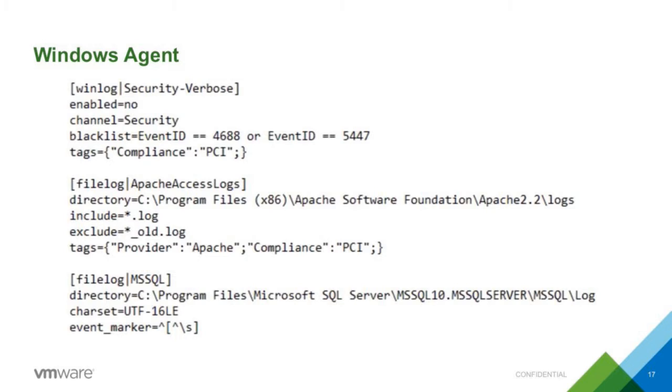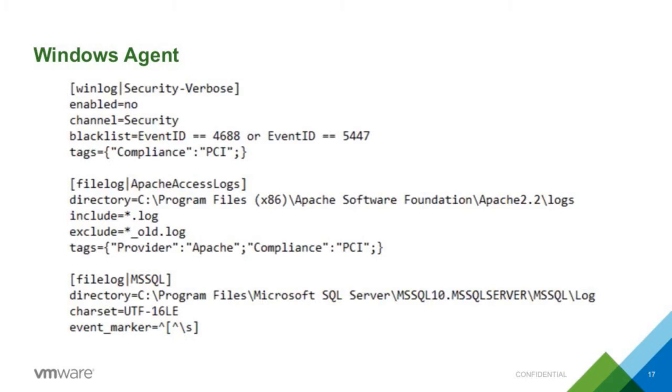This came from my web server. However you want to tag it, you can do that. And probably the most powerful thing is, you can see on the bottom here, MySQL, it says event marker. This allows you to handle multi-line messages in the agent natively. So if you have a Java stack trace coming in that's 20 lines and you want to see it as one event in Log Insight, this event marker will do it for you.